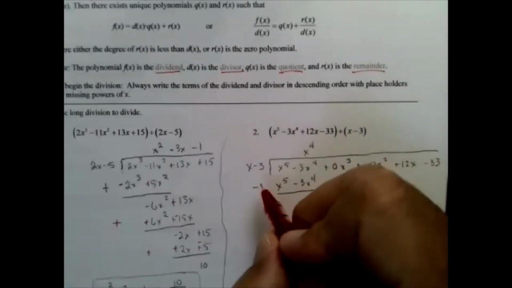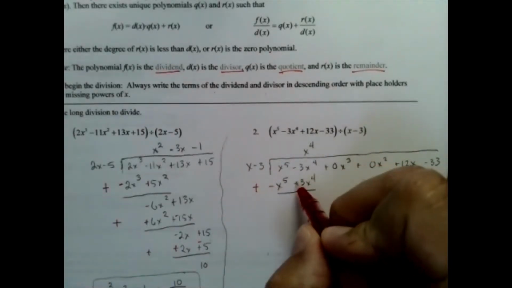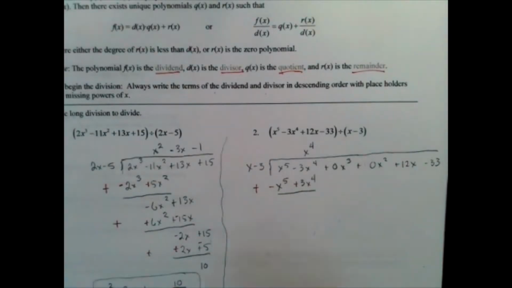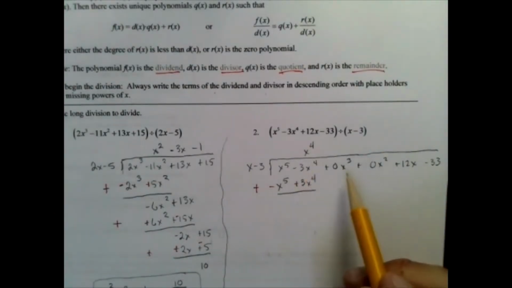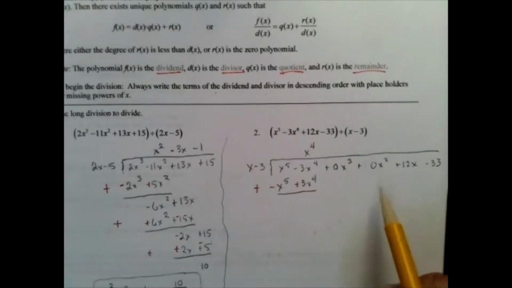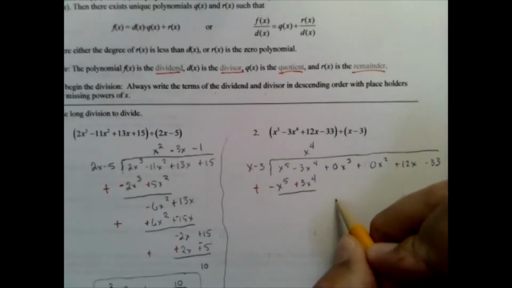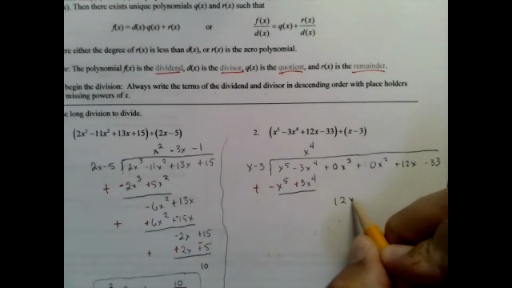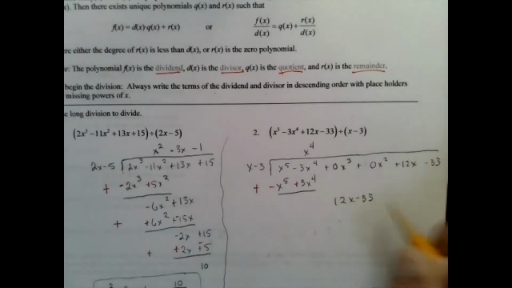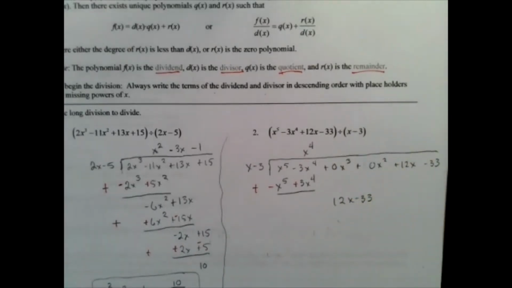I'm going to subtract. Whoa. I'm going to add the opposites. That's gone. This is also gone. This didn't exist, so I didn't have to worry about it, nor did this. So when I bring down, I'm bringing down a 12x minus 33. Well, this problem wasn't as intimidating as I thought.